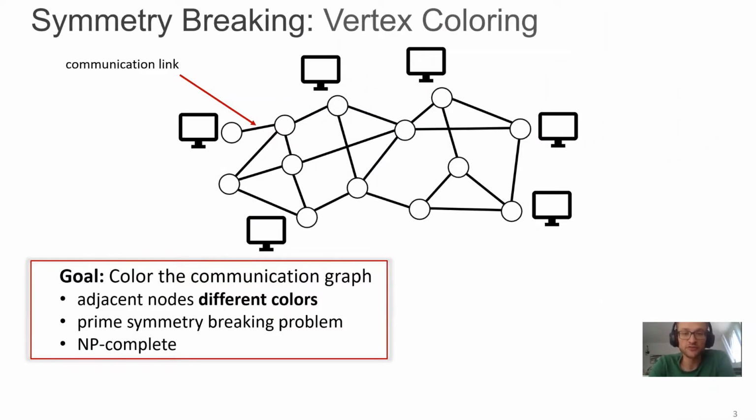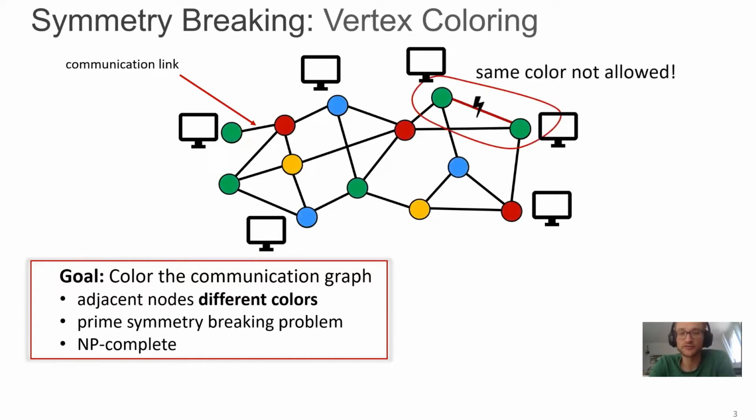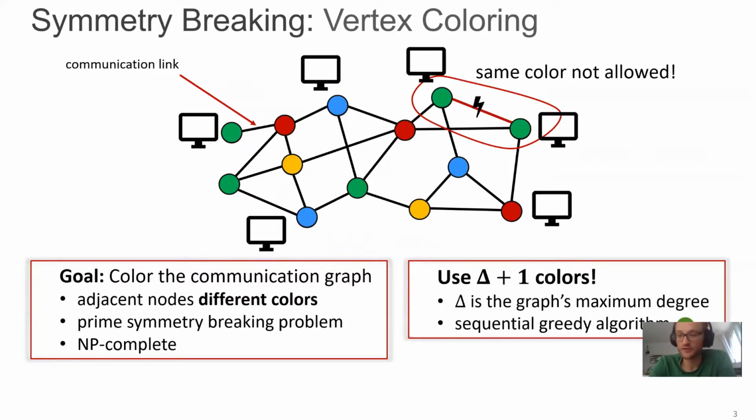So we have a communication network of computers, and the goal is to color this communication network such that adjacent vertices get distinct colors. The goal here is to color the graph with delta + 1 colors, where delta is the maximum degree of the network. Note that with that many colors, it's very easy to solve the problem in the sequential world, because you can just iterate through the vertices in an arbitrary order. And when you add some vertex, you can always pick a free color. There's just one color that has not been used by one of the already colored neighbors.